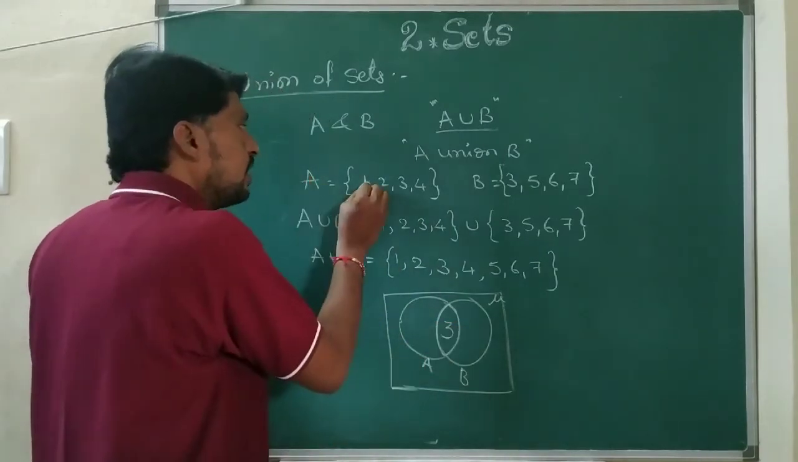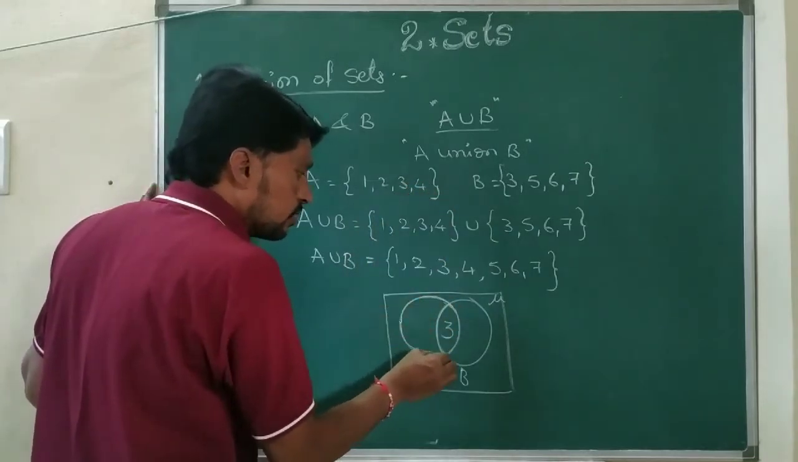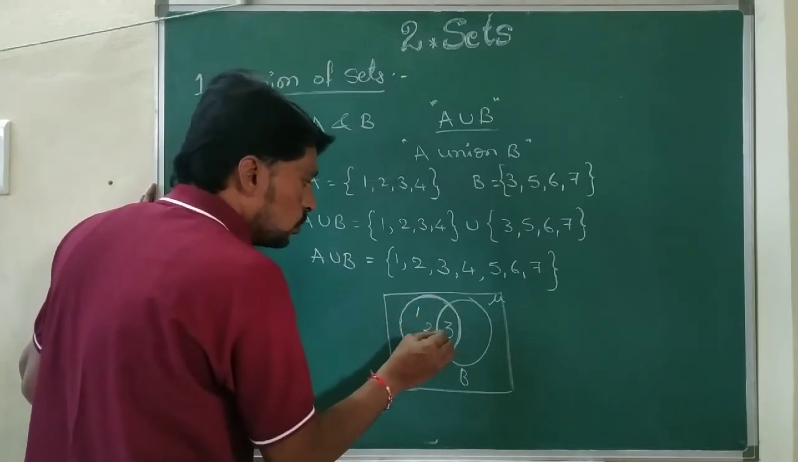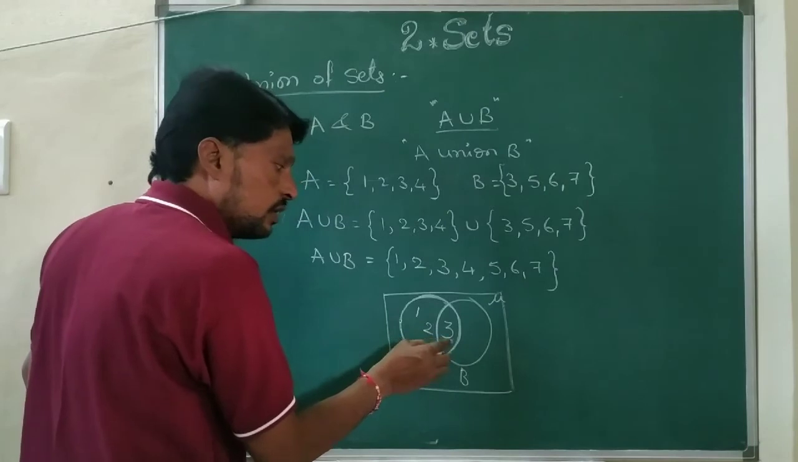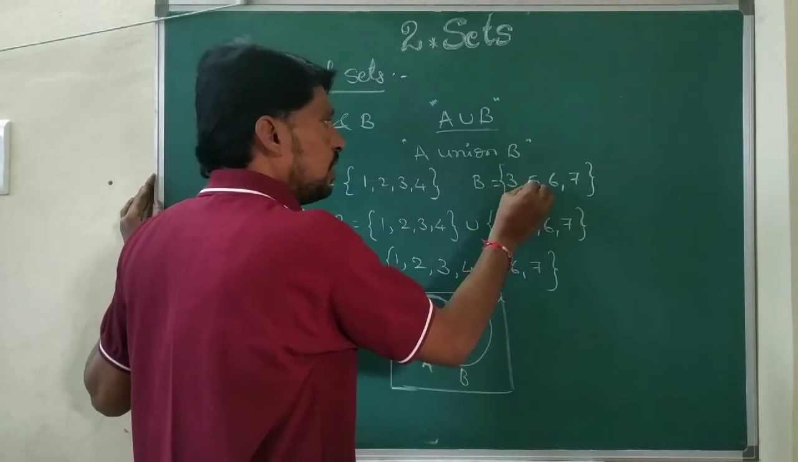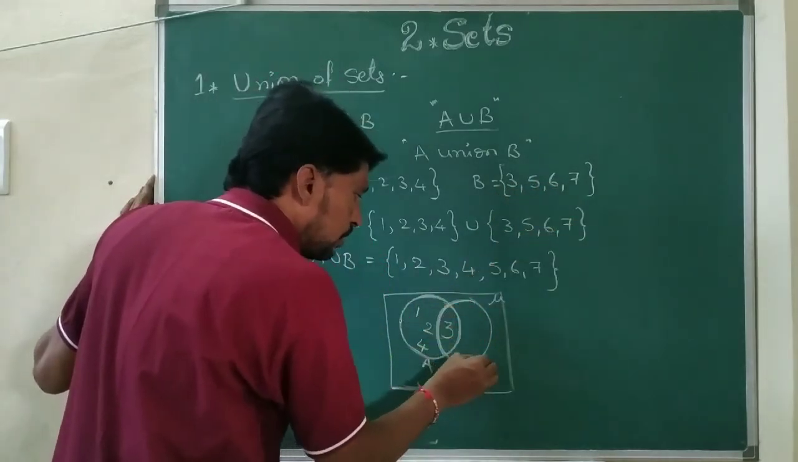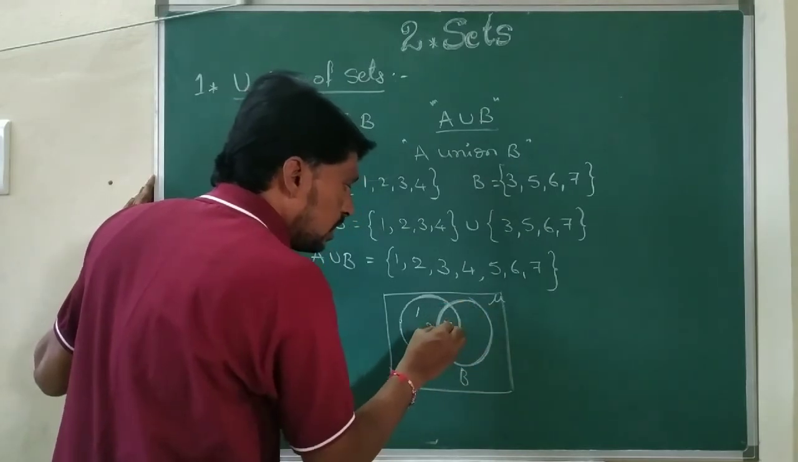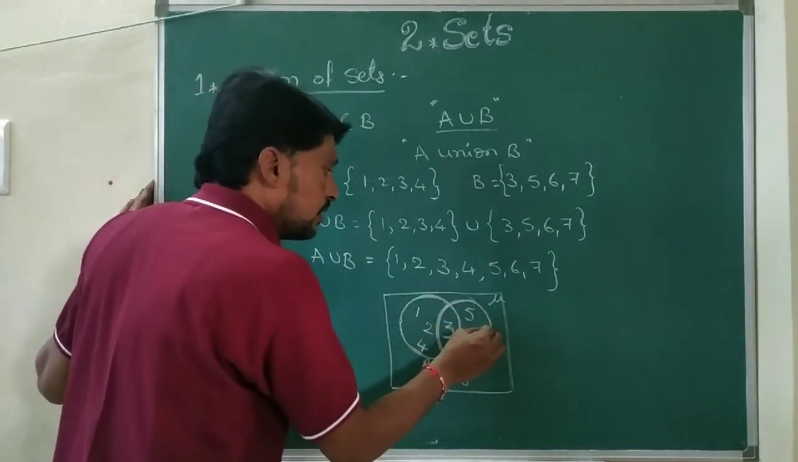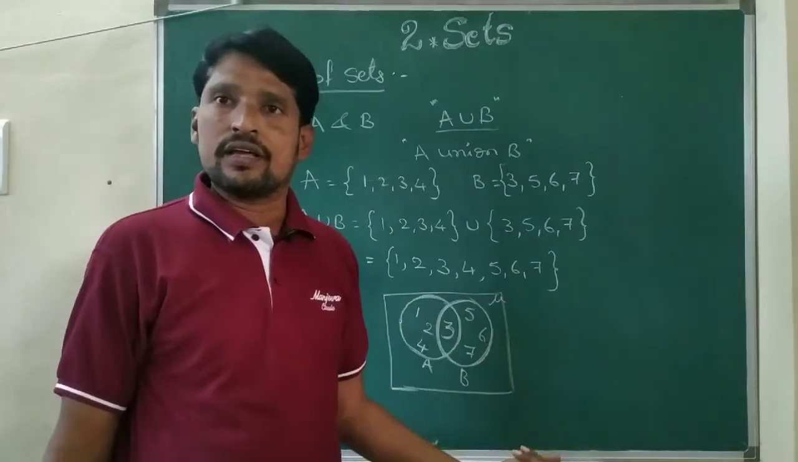So here what is A? A equal 1, 2, 3, 4, means up to here this is A only. This total is the A part: 1, 2, and 4, with 3 already in the common part. Next, B is 3, 5, 6, 7. So what is the part of B? This is the part of B: 3 we have already written in the common area, and the remaining elements 5, 6, 7. This is the representation in a Venn diagram.